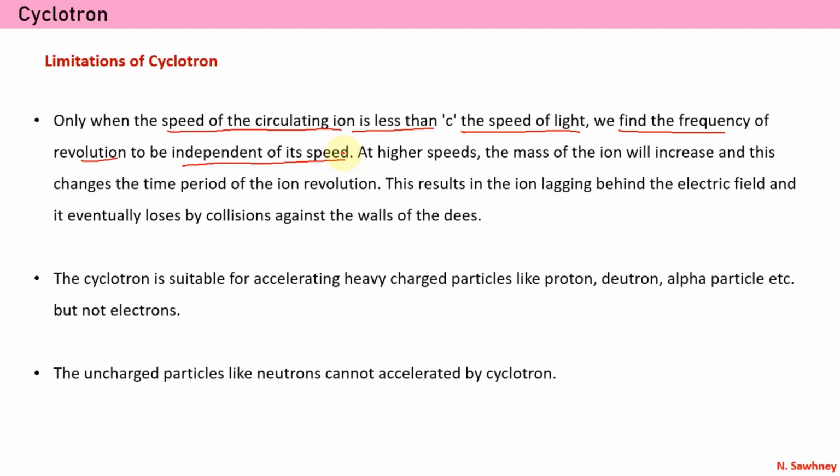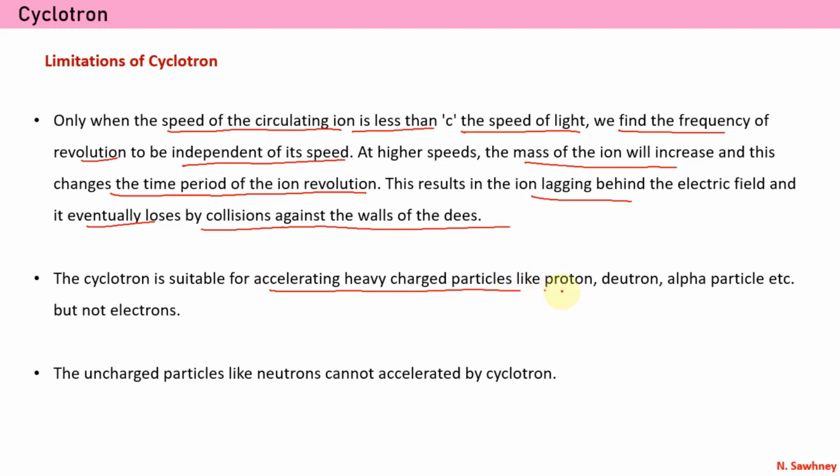At higher speed, the mass of the ion will increase, and thus the time period of the revolution will change. This results in the particle lagging behind, and hence the particle will be lost by collisions against the walls of the Ds. It will remain in the D itself. The next limitation is that the cyclotron is suitable for accelerating heavy charged particles like proton, deuteron, alpha particle, etc. And uncharged particles like neutrons cannot be accelerated by the cyclotron.